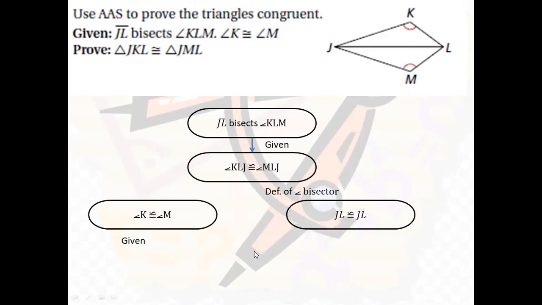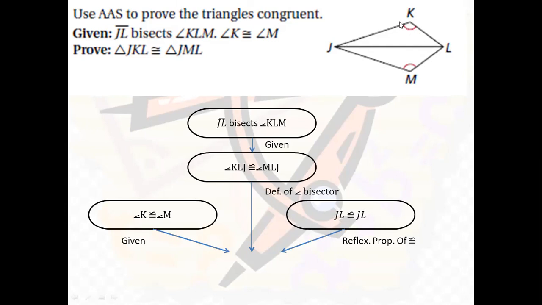Now from this, what can we say? Now JL is congruent to JL, we know. And by which property is that? By the reflexive property of congruence. Okay. Now I can say that from all these three, now what are we using? AAS.